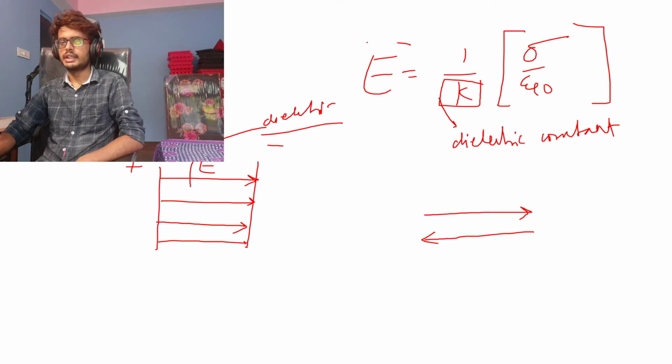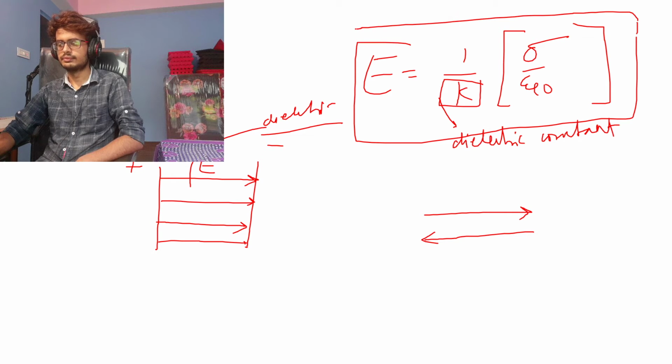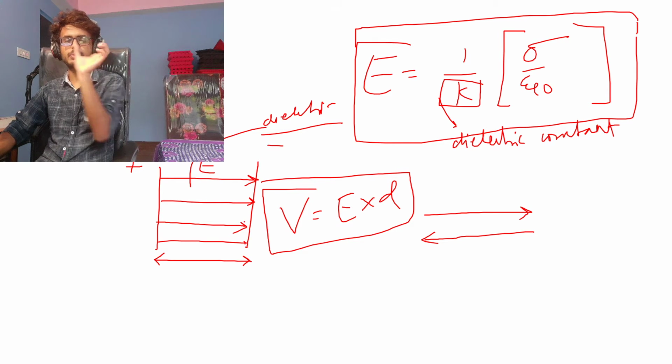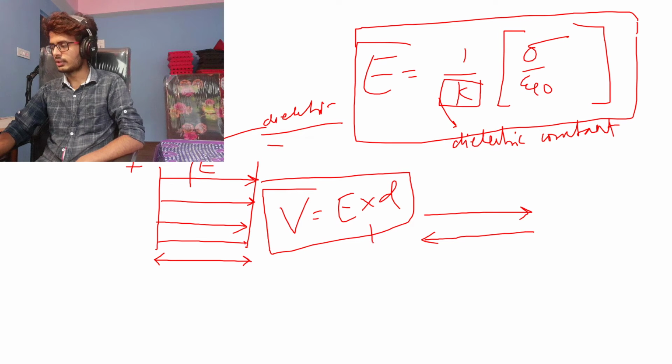Okay, so we came across a formula for E, right? Now we'll also come across a formula of potential. Potential is basically electric field into D. So D is basically this separation. So we just find the potential across this field. So potential across this field is E into D. So how much potential per length of the dielectric medium.